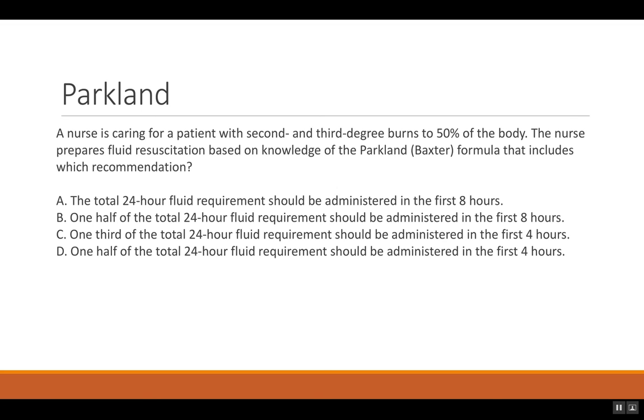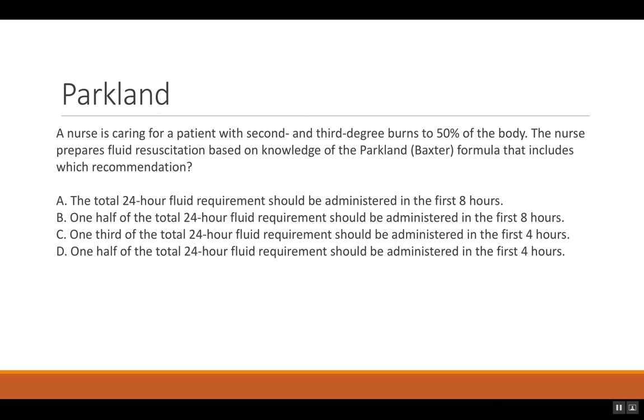The nurse is caring for a patient with second and third degree burns to 50% of their body. The nurse prepares fluid resuscitation based on the knowledge of the Parkland-Baxter formula that includes which recommendation? The answer to this one is B. One half of the total 24-hour fluid requirement should be administered in the first 8 hours.